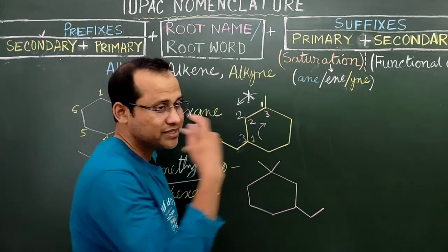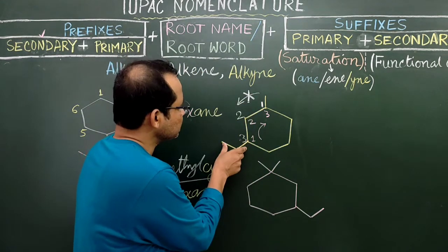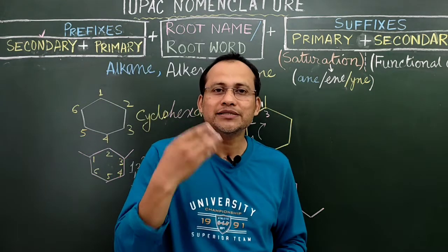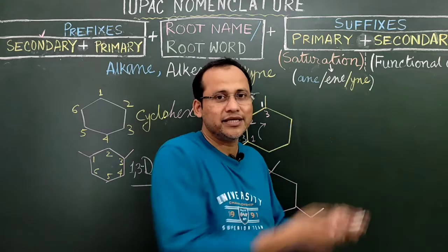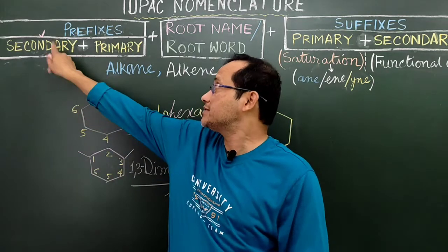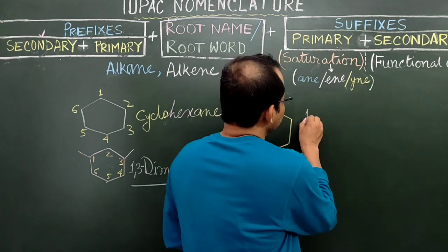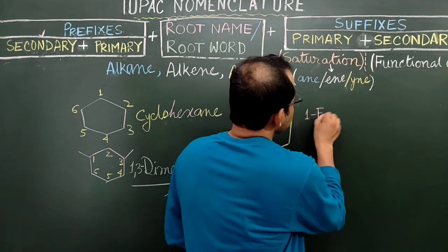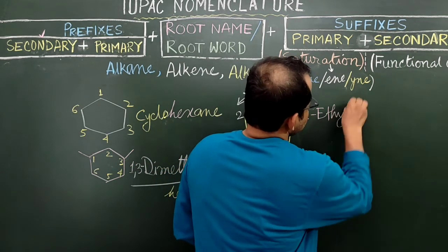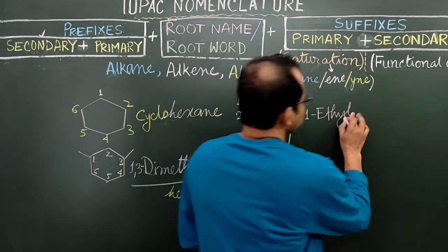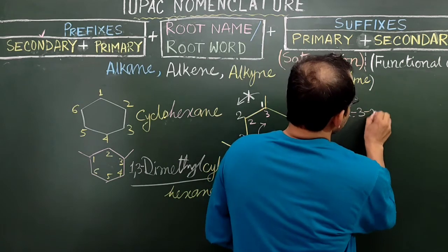Next, another thing is there. This is ethyl, this is methyl. You have to see which one is coming first to mention as the secondary prefix. Since ethyl comes first, we shall write this first. So 1-ethyl, then this one, this will be 3-methyl.